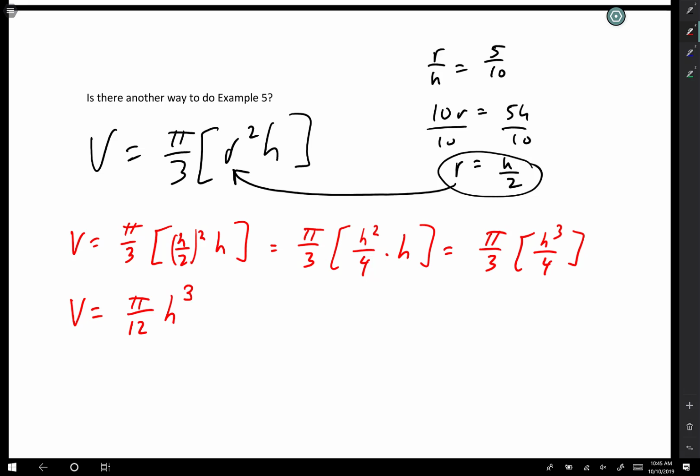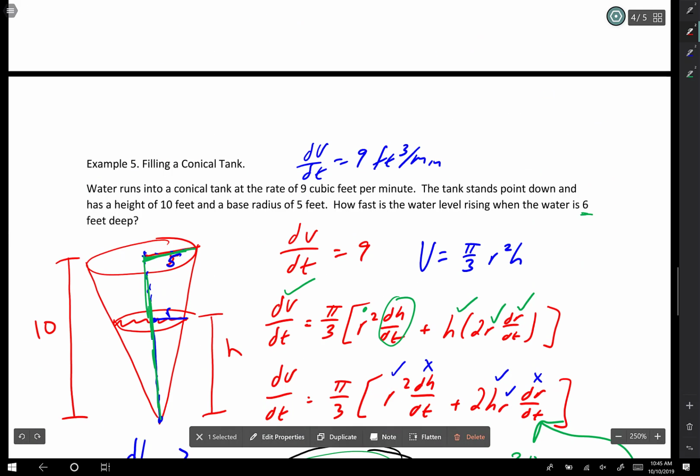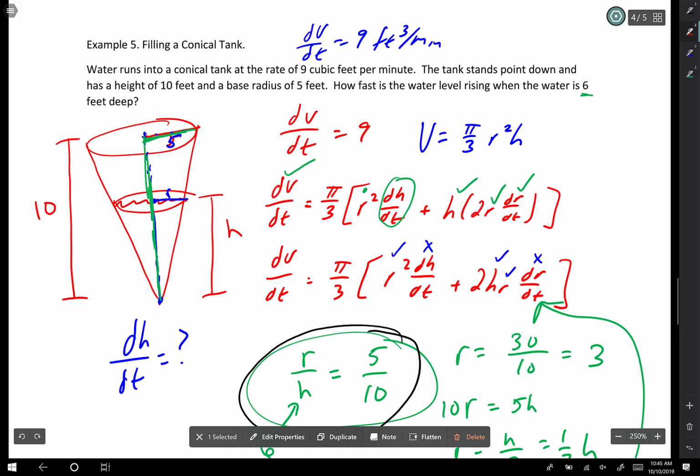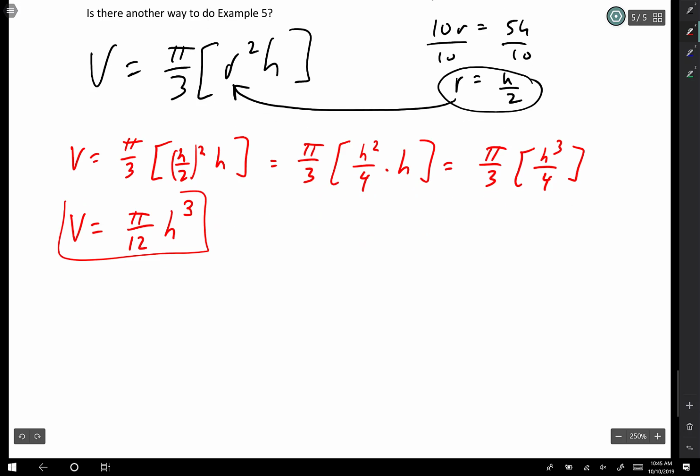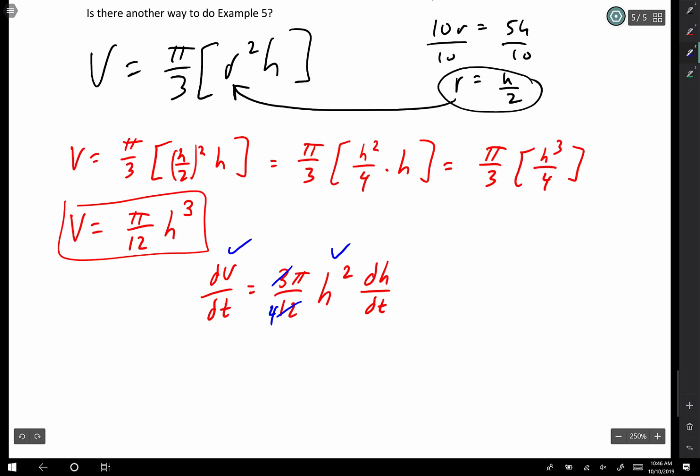All right, the whole point of all this, I just want to know how fast the water is moving, right? So isn't that just dH dt? Look, I already got my volume in terms of height. All I've got to do is take a derivative right off the bat. dV dt is equal to my derivative, the pi over 12 is a constant, 3 pi over 12 h squared times the derivative of h, which is dH dt. I already have h, I already have dV dt. This reduces, 3 goes into 12 4 times. So now, dV dt equals pi over 4 h squared dH dt.